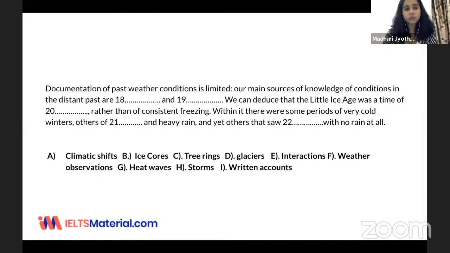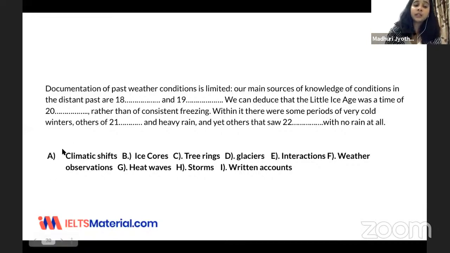So now when I'm reading the question, documentation of past weather conditions is limited. Our main sources of knowledge of conditions in the distant past are dash and dash. Okay, so this is the first part of it. So now, what are the keywords that I would think? Let me say it as weather conditions, limited, knowledge, and then conditions, and then distant past. Okay, so these are the keywords. Now, am I going to find the exact words in the passage? No. Okay, I will be finding the synonyms or the words that are very similar.